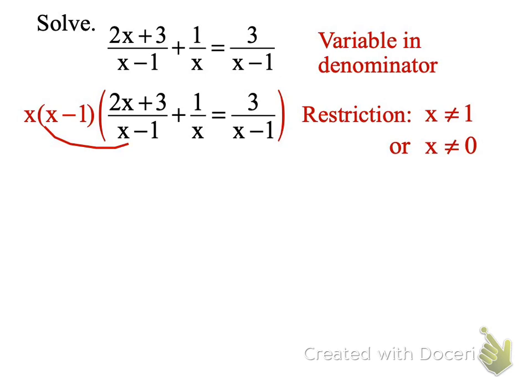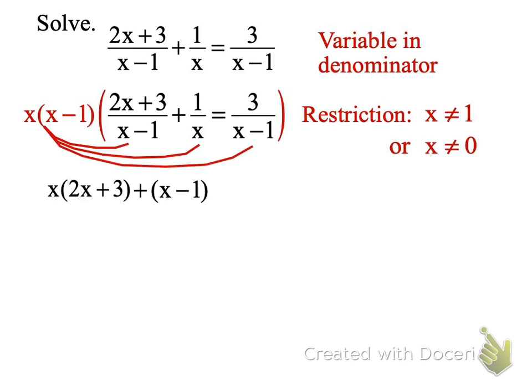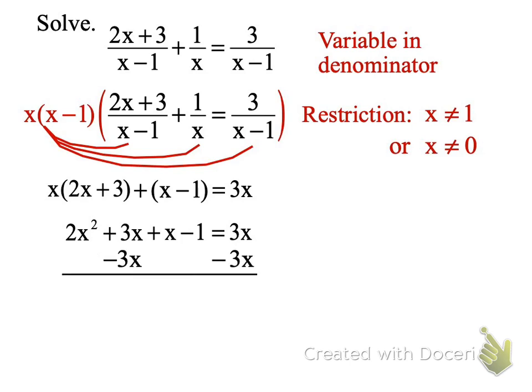Okay, so now when I distribute, what gets cross-canceled first time? So we're left with x times 2x plus 3. Second time, we're left with plus the quantity of x minus 1. Third time, we're left with equals 3x. Double distribute. Just get rid of the parentheses. Simplify and set it all equal to 0. So that's going to be 2x squared plus 4x minus 1, subtract the 3x, 2x plus 1.